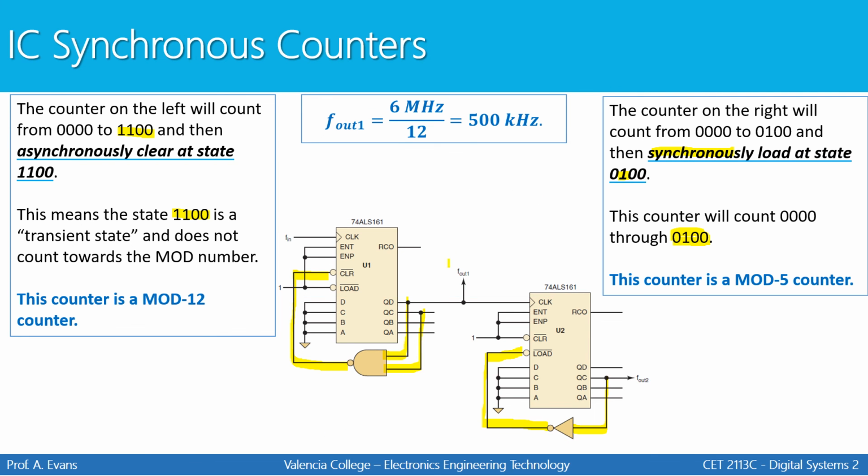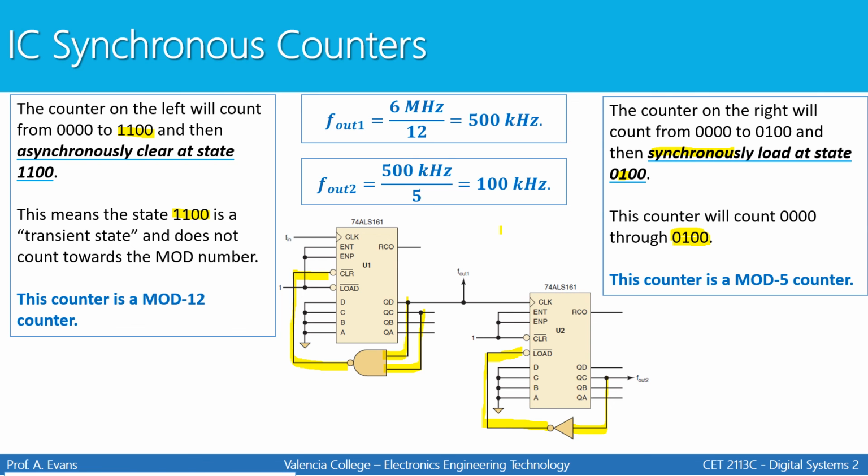So F out 1 is going to be the input frequency, which was given as 6 megahertz, divided by the mod number. That means there's a 500 kilohertz frequency that is feeding this counter. The second counter will have an F out of the 500 kilohertz going in divided by its mod number, which was 5. Lastly, the total mod number for the counter would be the mod number for the counter on the left times the mod number for the counter on the right, which would be 60.